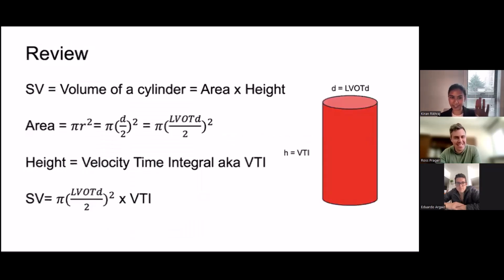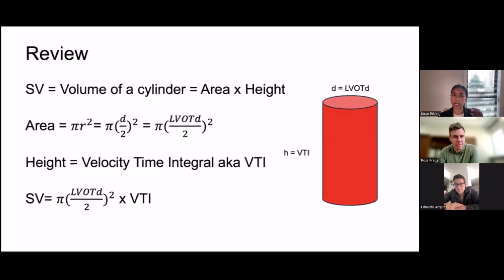Now, the next slide has a little bit of math on it. I'm going to try not to get bogged down in the details. You can review this later on, and you can also check out my YouTube channel for the breakdown of all the math. But essentially, the volume of a cylinder is the area of the cylinder times the height. Area is pi r squared, and the radius we're using is half of the diameter, so half of the LVOT diameter.